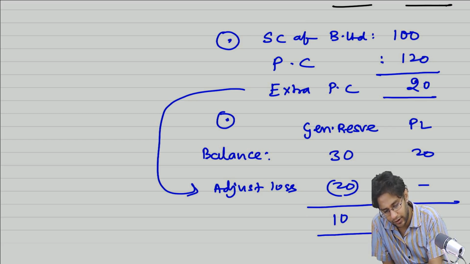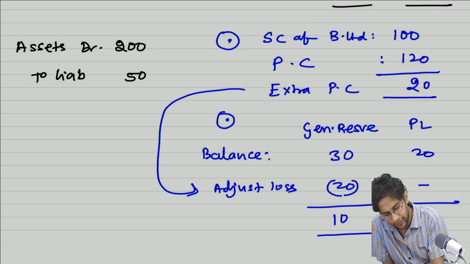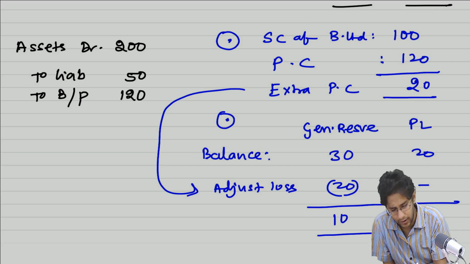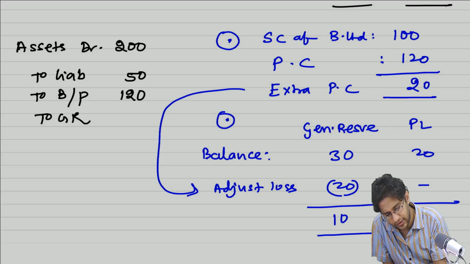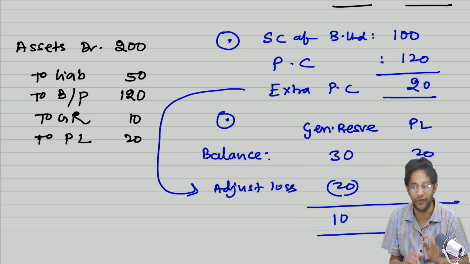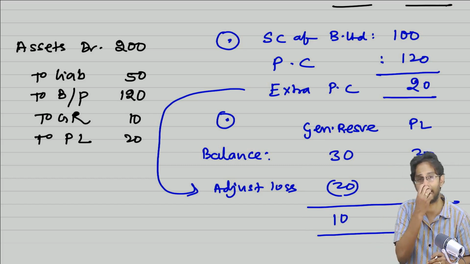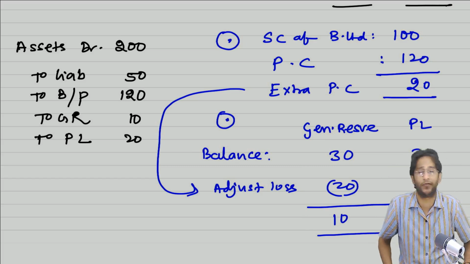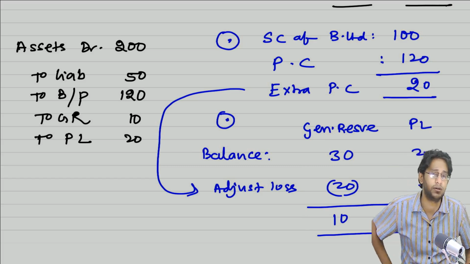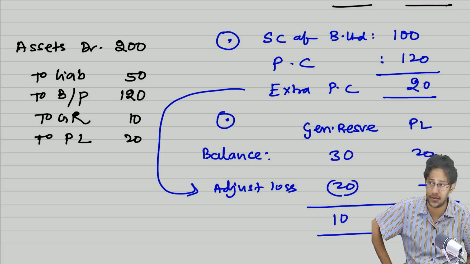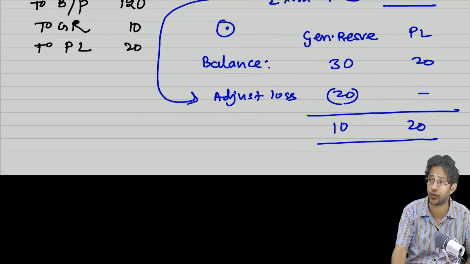So you write the entry, it will look like this. Assets account debit 200. To liability 50. To business purchase 120, the PC part. To general reserve 10. To P&L account 20. You can see the entry perfectly agrees. You will not write anything as a balancing figure here. If it is amalgamation in the nature of purchase, you will call it a balancing figure. If amalgamation is in the nature of merger, you will not use a balancing figure. Rather, you will do this entire approach.